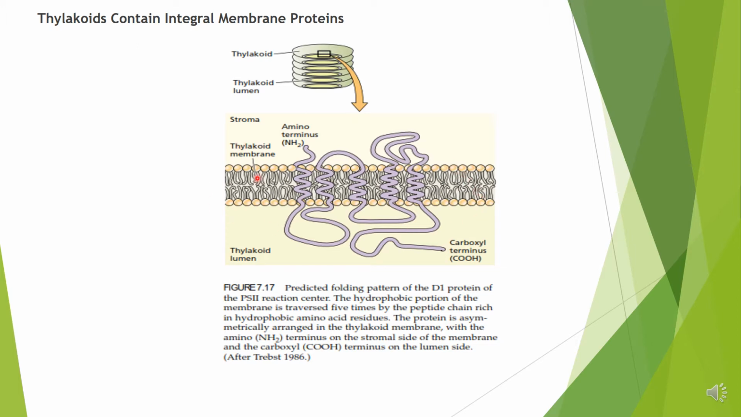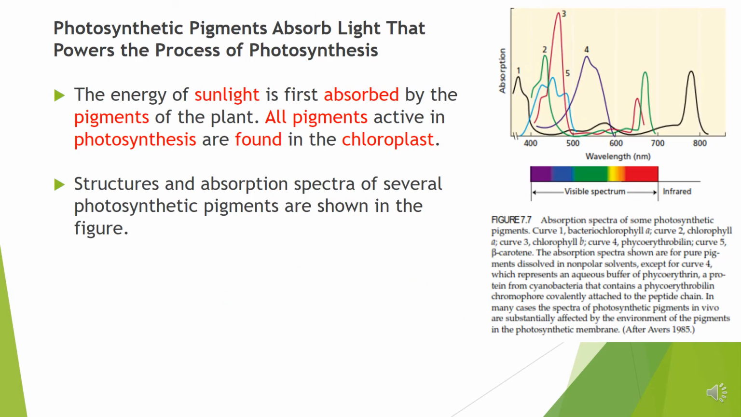The thylakoid membrane contains integral membrane proteins which are composed of amino acids, and an amino acid has an amino group as well as a carboxyl group. The amino group of the integral membrane proteins is toward the stroma region, whereas the carboxyl functional group will be toward the thylakoid lumen. Next, photosynthetic pigments absorb light that powers the process of photosynthesis.